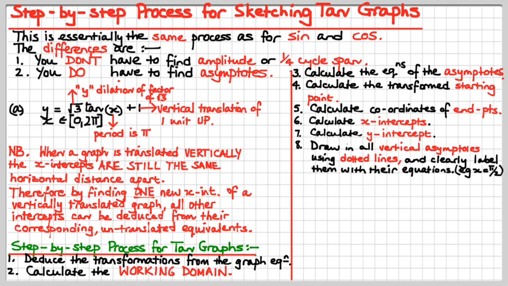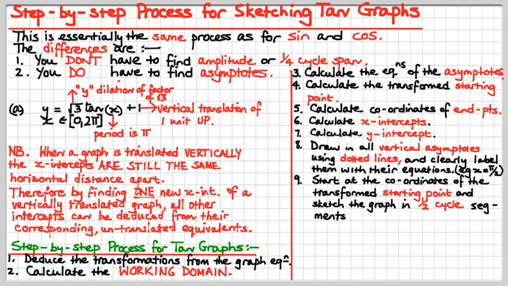Then we draw in all vertical asymptotes using dotted lines and clearly label them with their equations. That's obviously different. And then we start at the coordinates of the transformed starting point, and we sketch the graph. I sketch it in half-cycle segments, okay? Half-cycle segments. From the central point of inflection, if you like, then up to one asymptote, and then from the same point down to the other asymptote within which it resides, okay? Each cycle of tan is sandwiched in between two asymptotes.